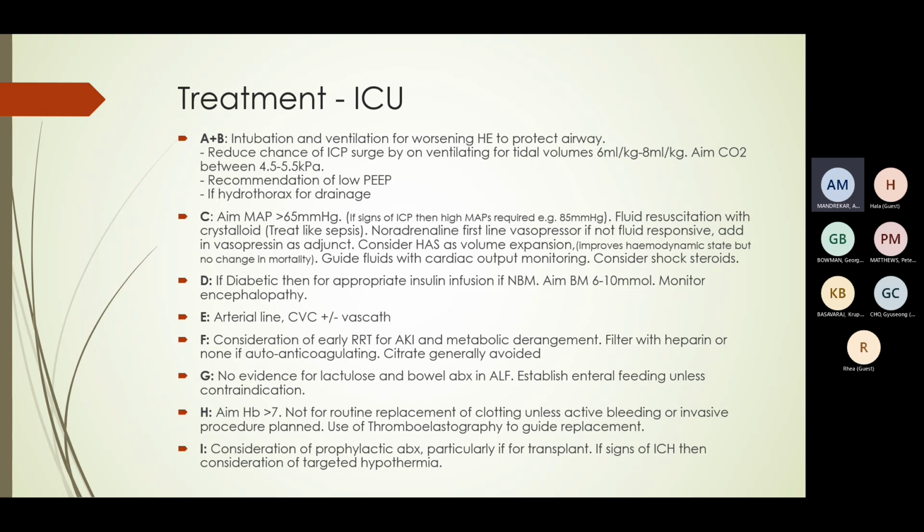Moving on to C, most people want to target a MAP of over 65. If there is evidence of raised intracranial pressure, then higher MAPs are required, so something like 85. We don't, at least here, I don't think we do routine invasive measuring of people's intracranial pressure, but at other intensive care units they may do, in which case a higher MAP target might be appropriate.